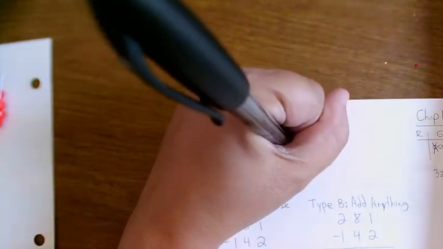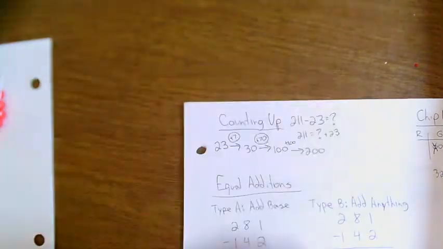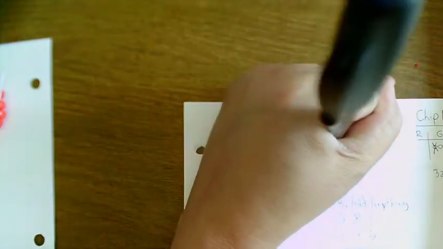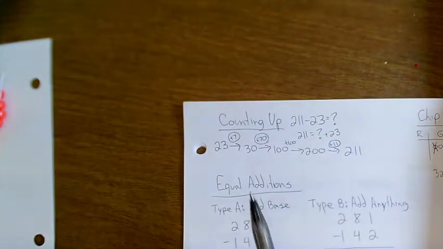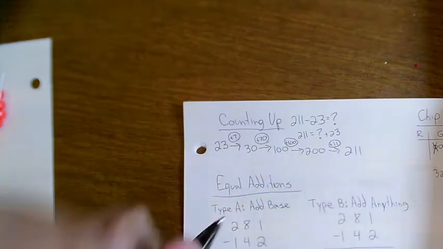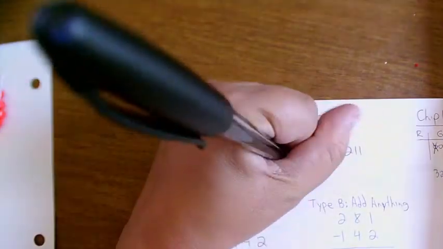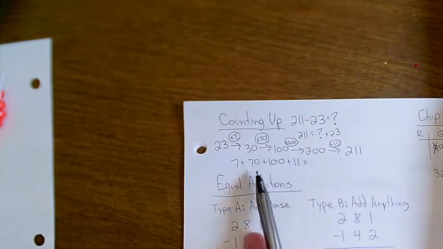From 100, maybe I add another 100. So now I'm up to 200. And then I can go ahead and just add 11 because 200 plus 11 would be 211. So then my answer is all of these little partial sums that I just did. So 7 plus 70 plus 100 plus 11 is going to be, what, 188.